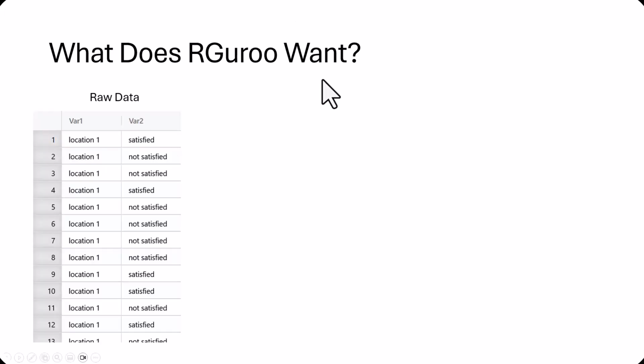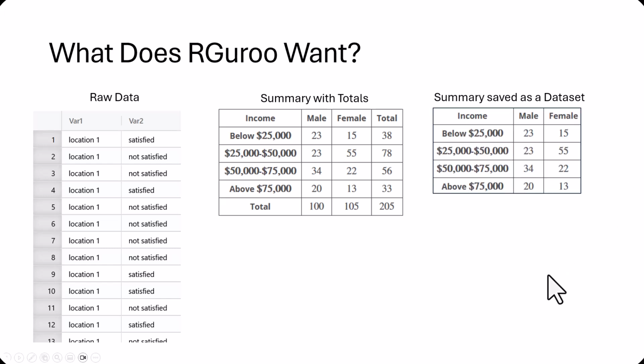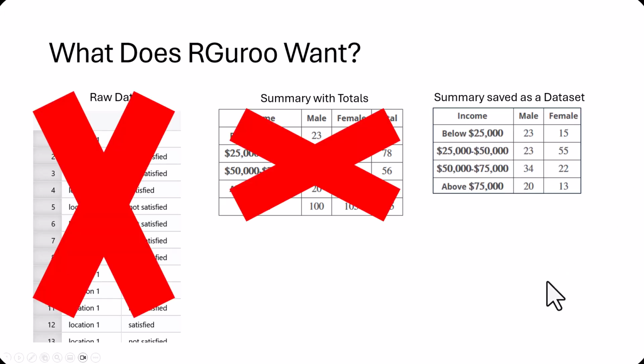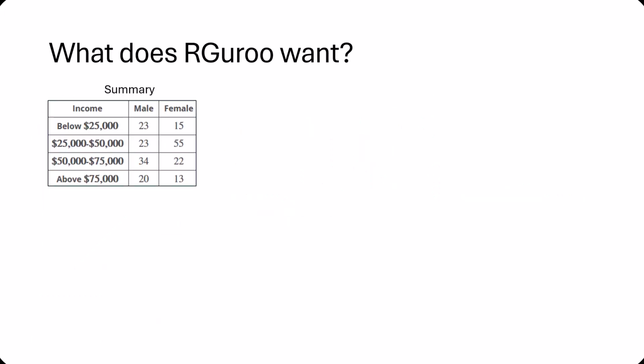Before we start, we need to figure out what Rguroo wants. In other words, what sort of input is it looking for if you want to conduct a chi-square test of independence? You might think it wants some raw data, something that looks like this. You might think that it wants a table that looks like this, or even a table that looks like this. But guess what? All three of these are examples of incorrect inputs for Rguroo. So let me explain what Rguroo does want.